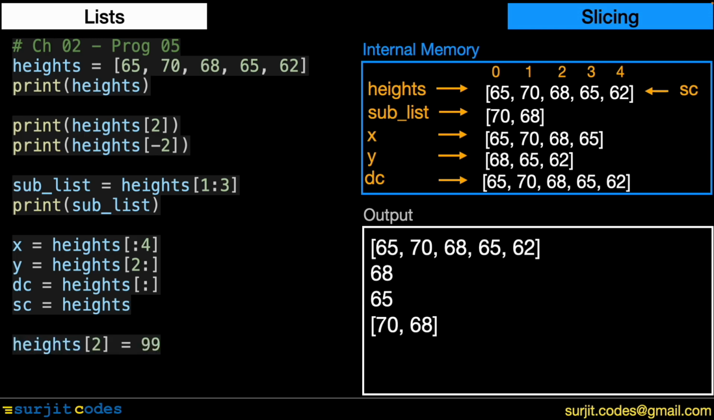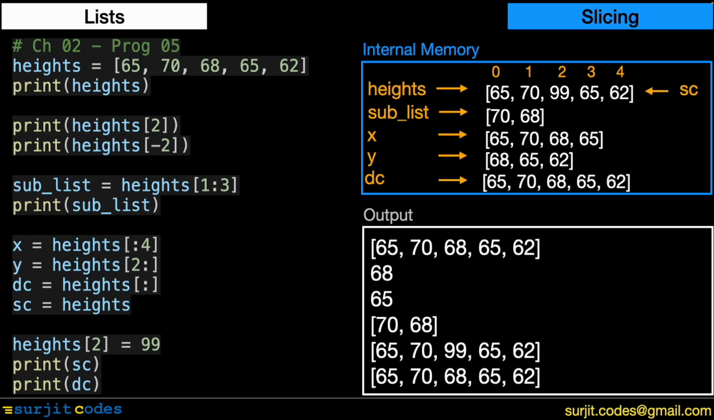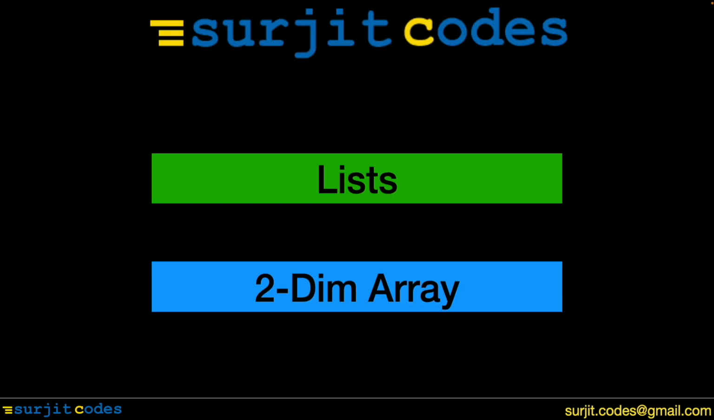We can change an individual item of a list by referring to it through its index. This statement replaces the item at index 2 with 99. print(SC) shows that the shallow copy changes with this change in heights, but the deep copy is not affected. It remains the copy of the original list.